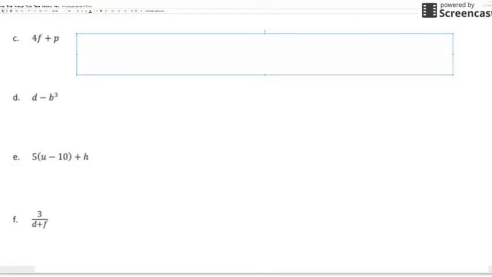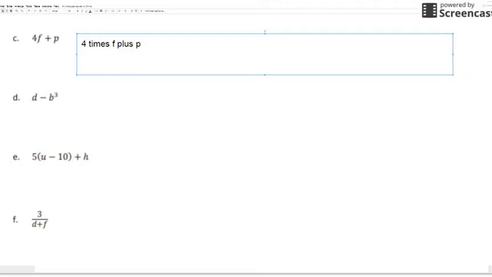So if we look at this one, if we just read it, it says 4 times f plus p. If you read it to yourself, you're coming up with the words themselves. That's the easiest way to do this. 4 times f and then plus p would be an appropriate answer because the multiplication has to come first in order of operations, so that has to be done, and then the addition. So that would work.